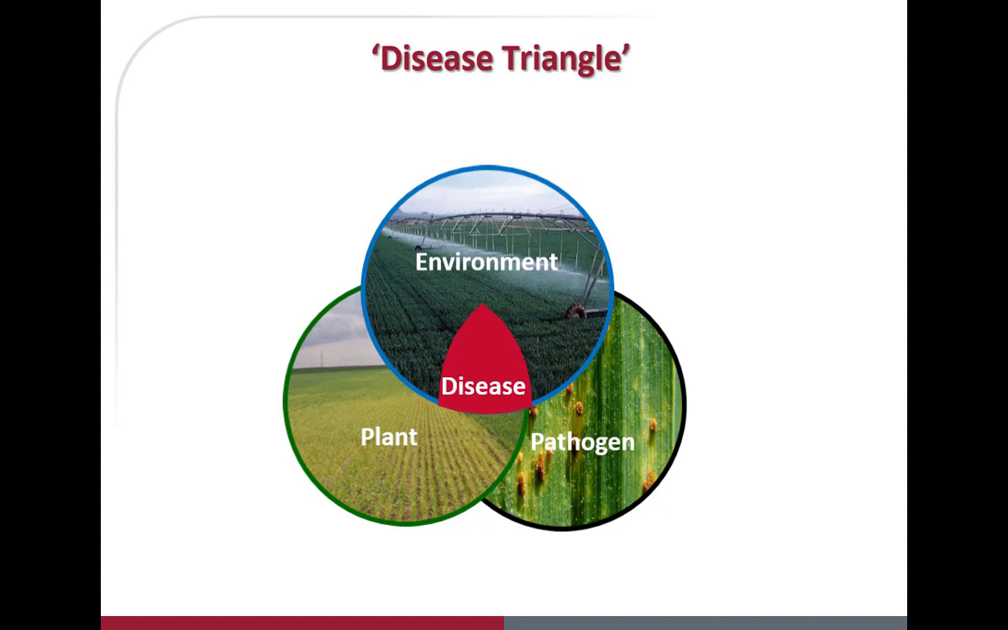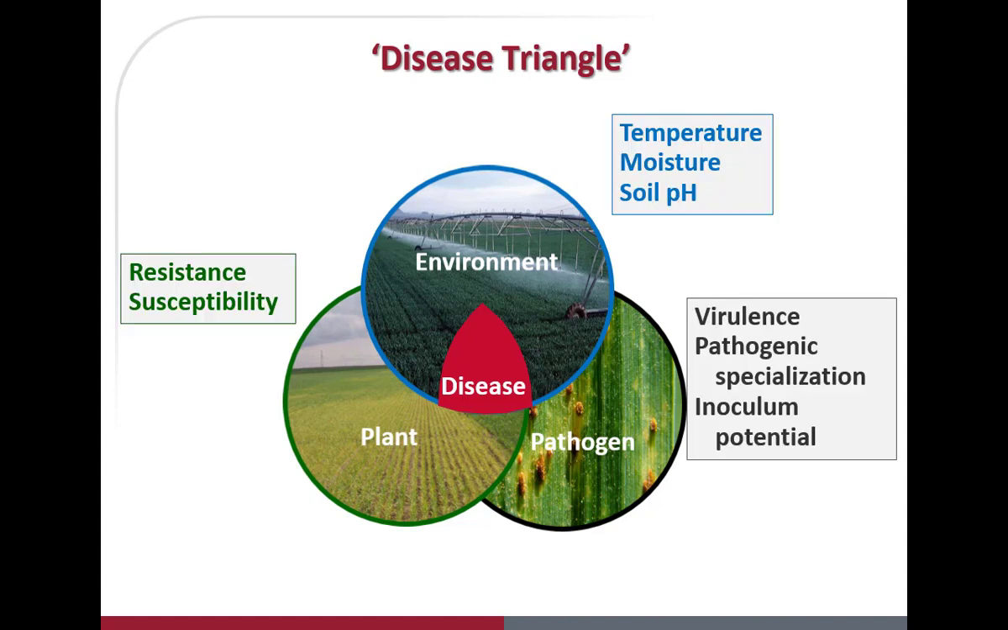Okay, so we think about the environment, the plant, and the pathogen. In the environment, things like soil pH, temperature and moisture are very important. And with the plant, we can have resistance and susceptibility. You've already heard about breeding for aluminum tolerance in plants, another kind of breeding.